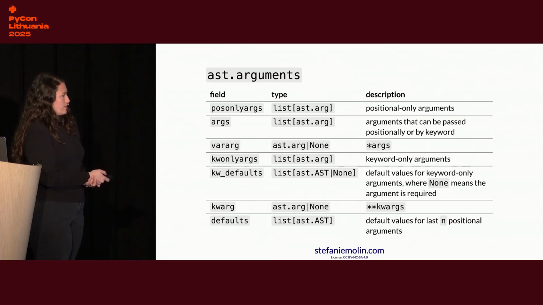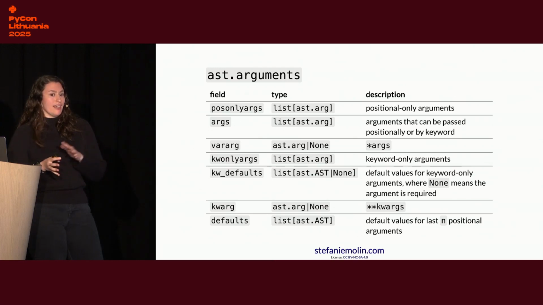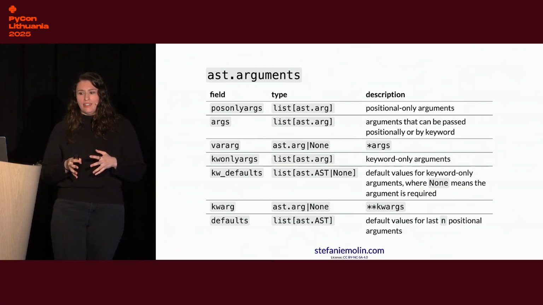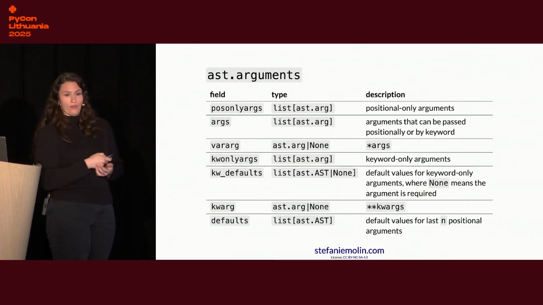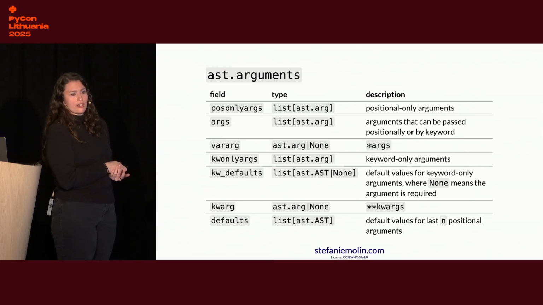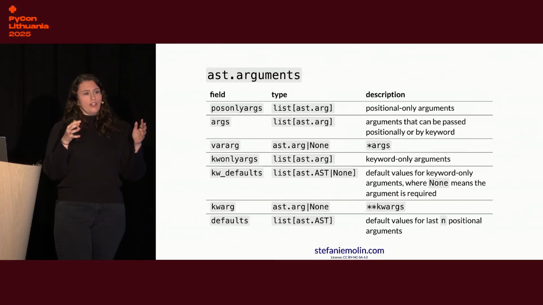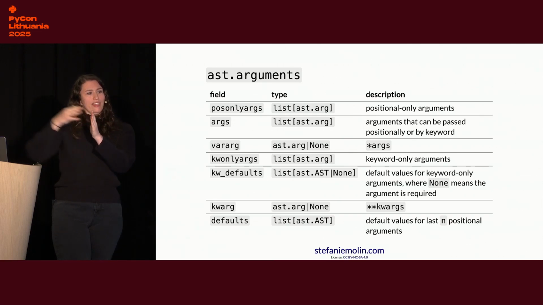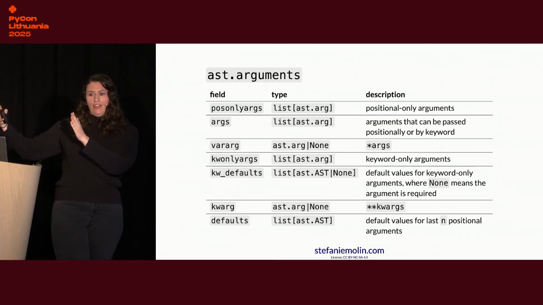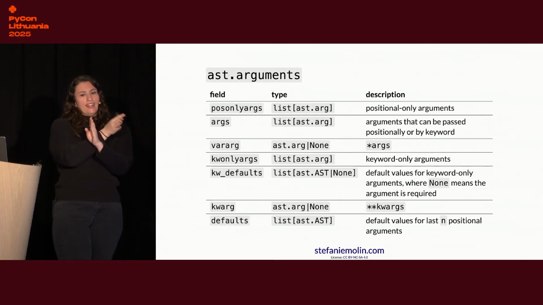And so defaults are the last n positional arguments. So it ties to these two up here. This is a list of AST nodes, but as I mentioned, it's not going to be the same size always as the sum of these two. And that is because if you think about how you define a function, once you set a default value, everything after that has to have a default value. So there's room before to not have them, but not after. And so that's the structure behind that.